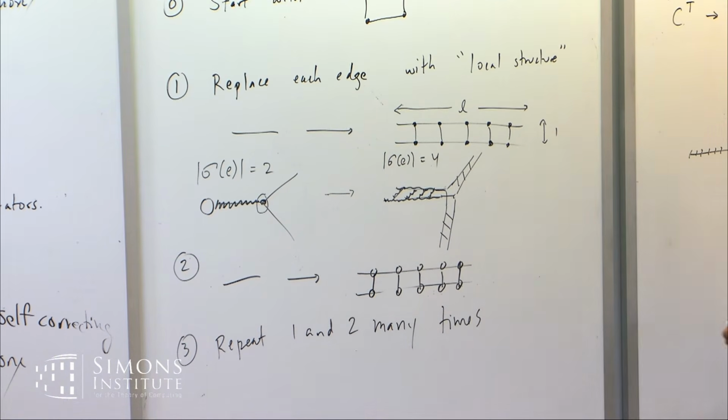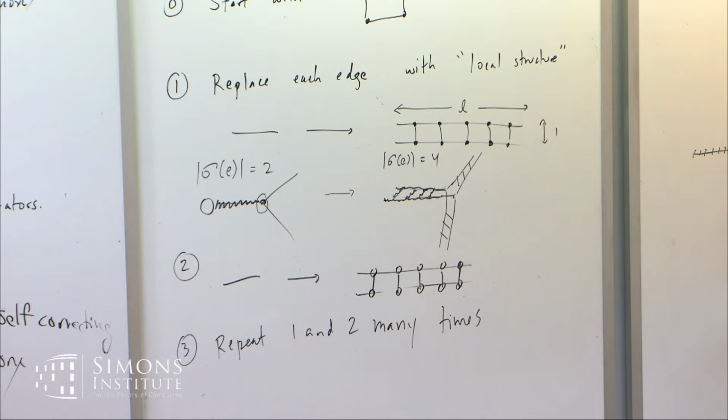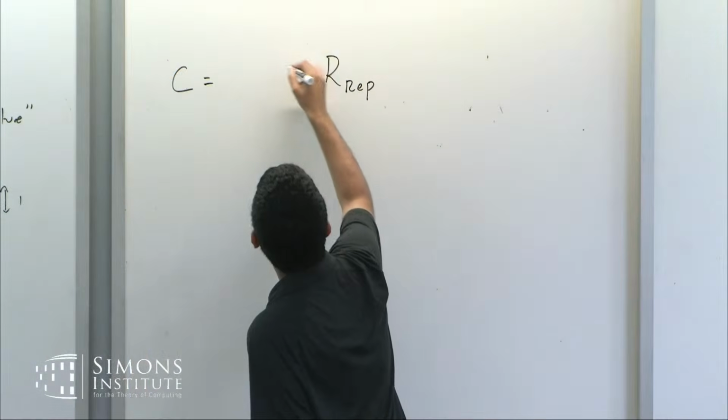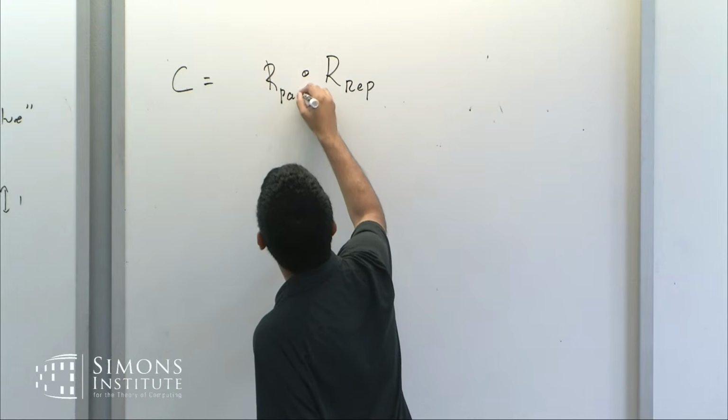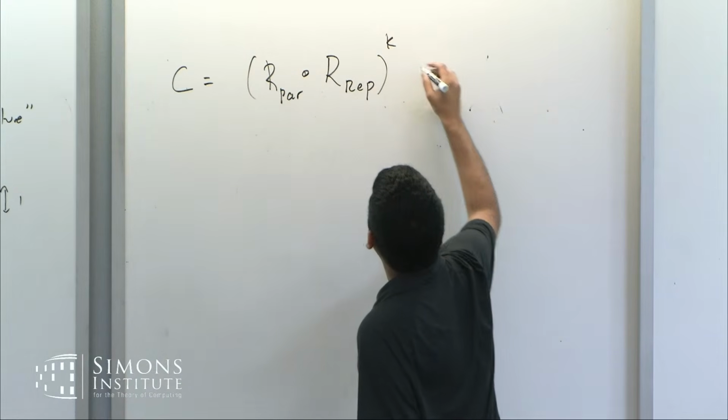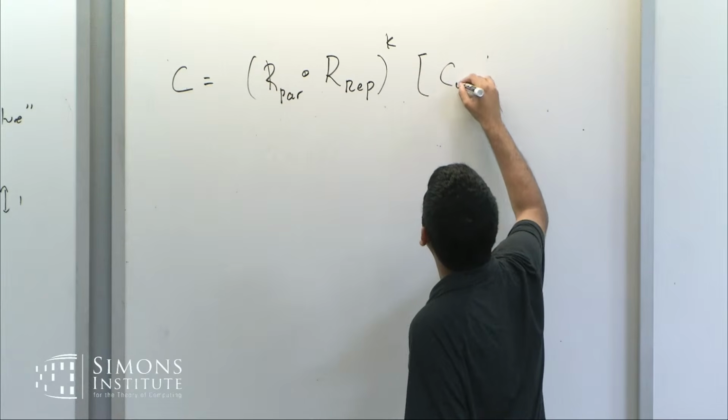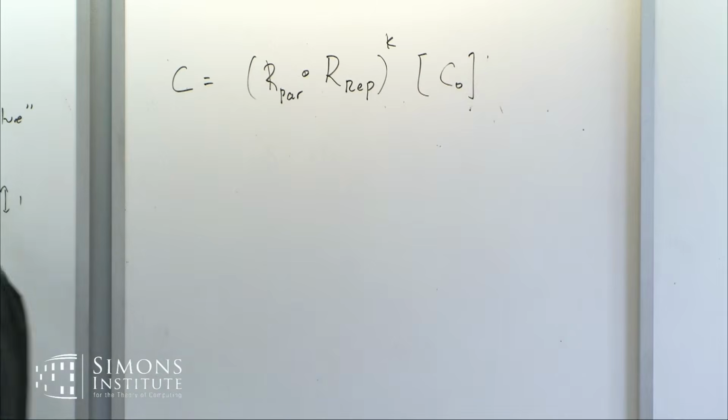Okay. So what does this achieve? You can write the code C as a replacement of repetition followed by a replacement with parity some number of times k, acting on some initial code. I'll call it C naught.